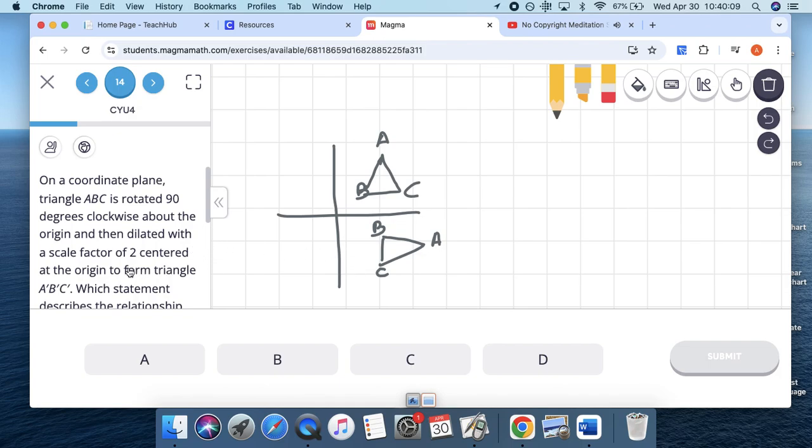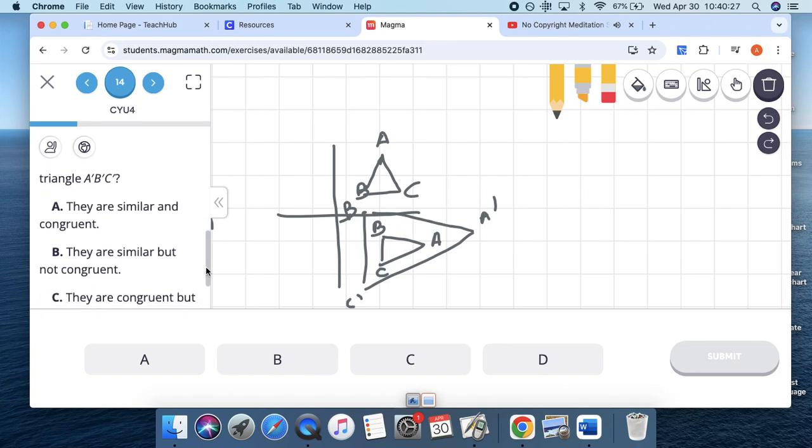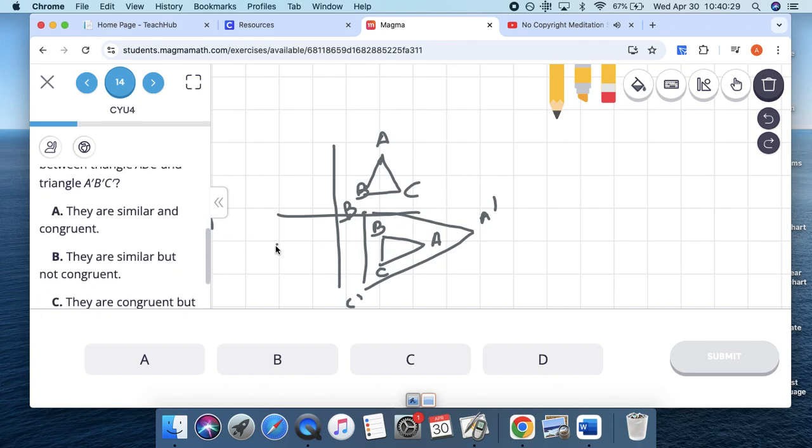And then it says, and then dilated with a scale factor of 2. So if you dilate this, you're going to get a triangle that's twice the size. Right? So A prime, C prime, B prime. So that's what we're looking at. Are they similar and congruent? Well, between the first triangle and the ending triangle, notice that they're not the same size, right? Definitely got bigger. So they're proportional. Their side measurements are proportional.